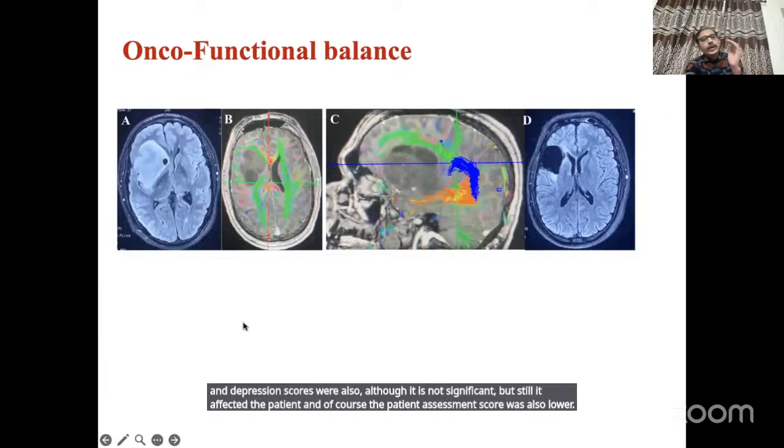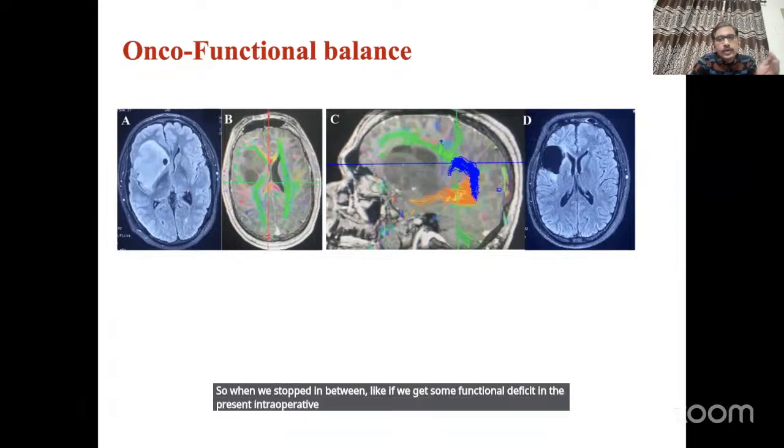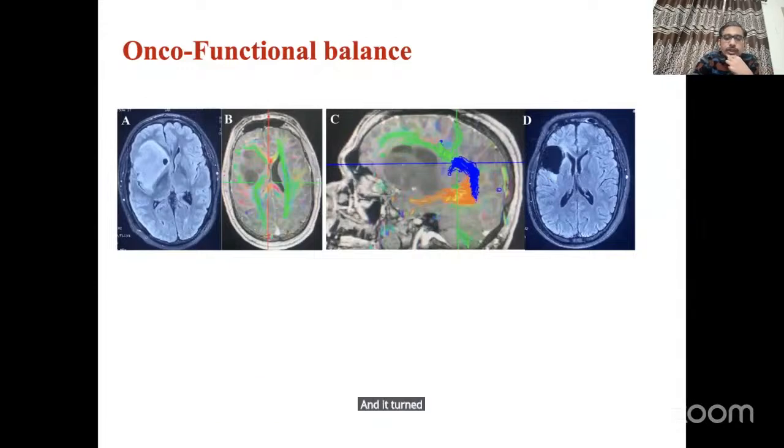So we stop in between if we get some functional deficit in the patient intraoperatively. Like in this case, when we were going posteriorly, we were close to the dorsal language pathway, and when we elicited some phonemic error, we stopped. The postoperative radiology showed a small residue, and the patient was under regular follow-up, and it turned out to be a grade 2 astrocytoma.